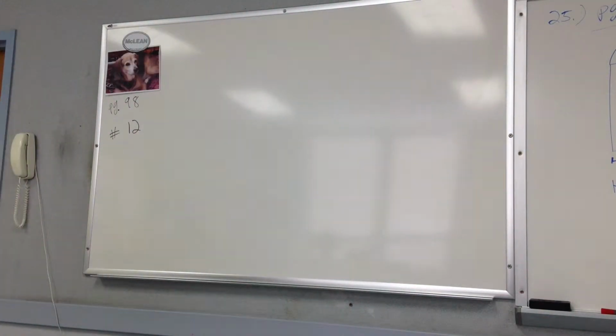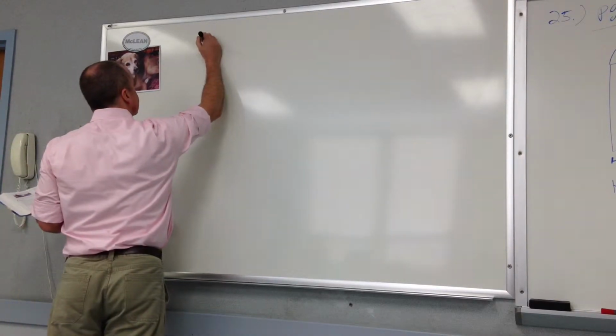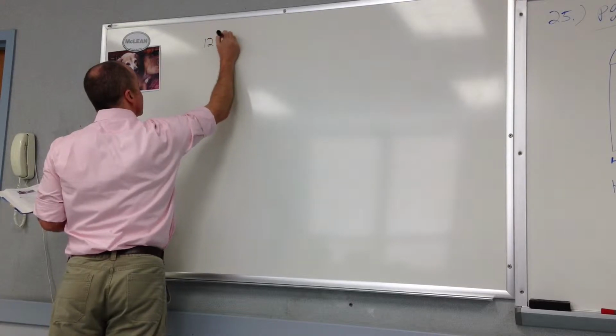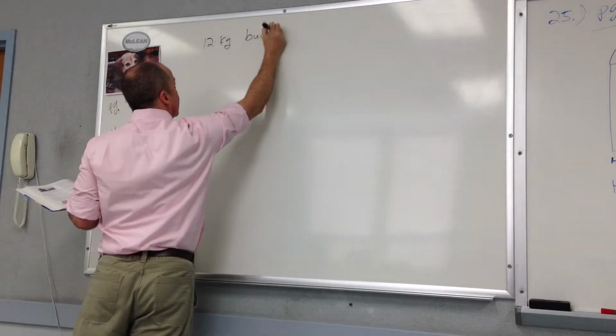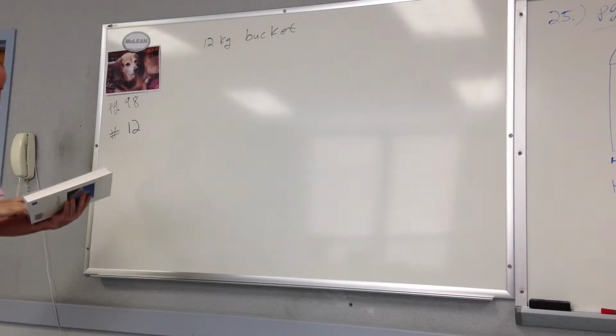Okay, page 98. Problem number 12 says there is a 12 kilogram bucket. And this 12 kilogram bucket is lowered vertically by a rope.